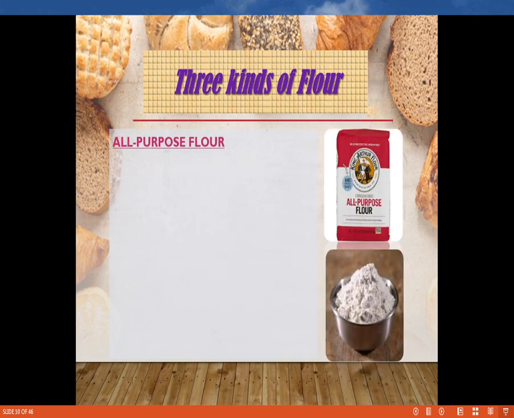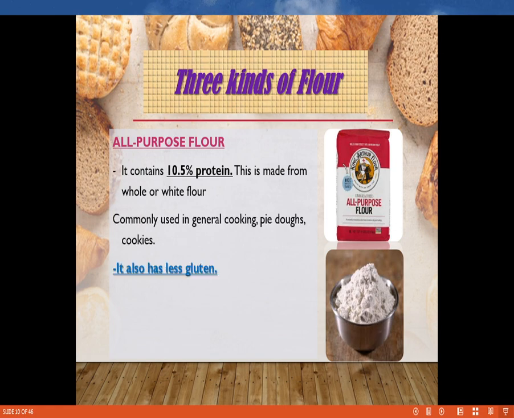All-purpose flour. It is also termed general purpose or family flour. It is made from a combination of bread and cake flour and has a medium gluten strength, about 10.5% to 11%. It is suitable for almost any baking purpose, so it is commonly used in general cooking, pie dough, and cookies.